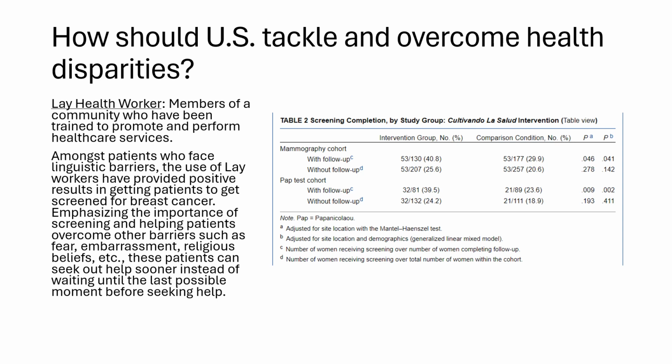On this table taken from Effectiveness of Cultivando la Salud, a breast and cervical cancer screening promotion program for low-income Hispanic women, you can see that the groups that had any lay workers talk to them, the intervention group in the middle, had a higher chance of coming back to the doctors for a follow-up in both of the cohorts: 40.8 versus 30% in the mammography cohort, and 39.5 versus 23.6 in the Pap test cohort.